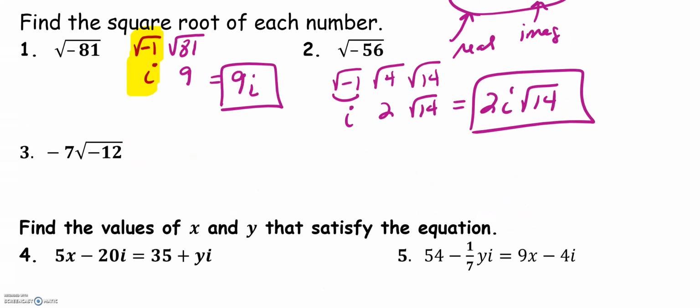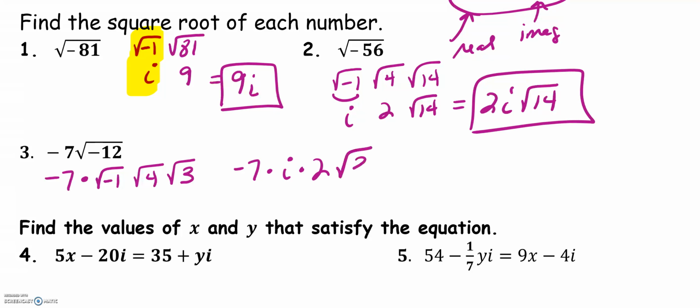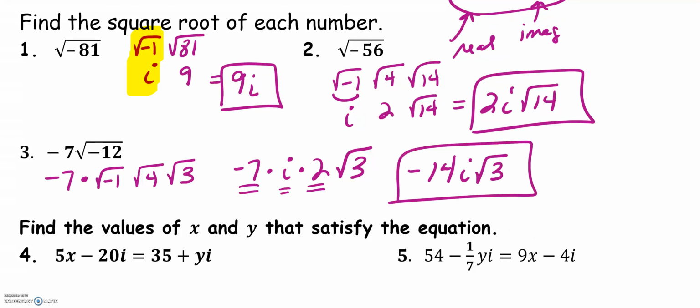Okay, number three. Number three is -7 times the square root of -1 times the square root of 4 times the square root of 3. Now, you don't have to show that much work for me. I just want you to see where everything's coming from. So this is technically -7 times i times 2 times the square root of 3. Again, you don't have to show all that. The answer is -7 times 2 times i, so -14i square root of 3 is the simplified version of that answer.